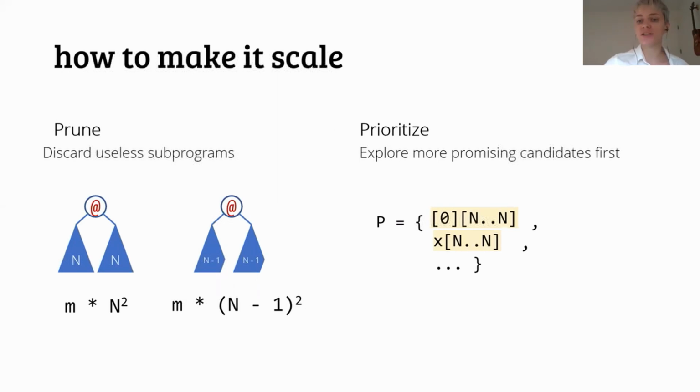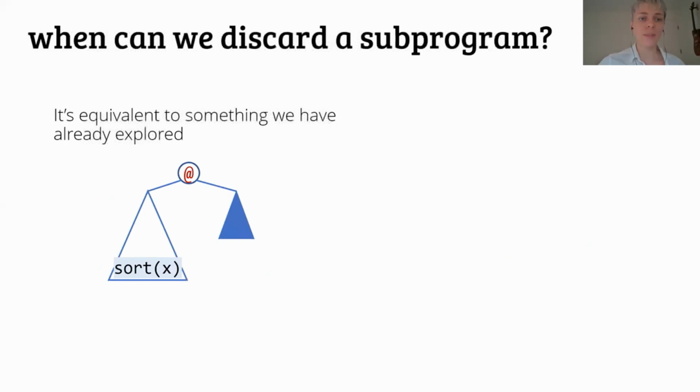The idea behind prioritization is that, if you have this work list of programs to work on, some of them might seem more promising than others. For example, this very first program looks really dumb, because it just has a singleton list and then we are getting some sublist of that. Whereas the second program looks more promising because we're getting a sublist of our input list. So we should work on that one first. There's a whole bunch of techniques that do both this pruning and prioritization of programs in enumerative search.